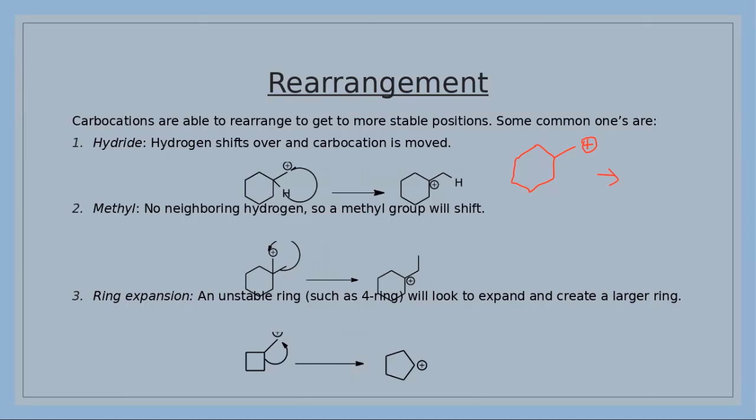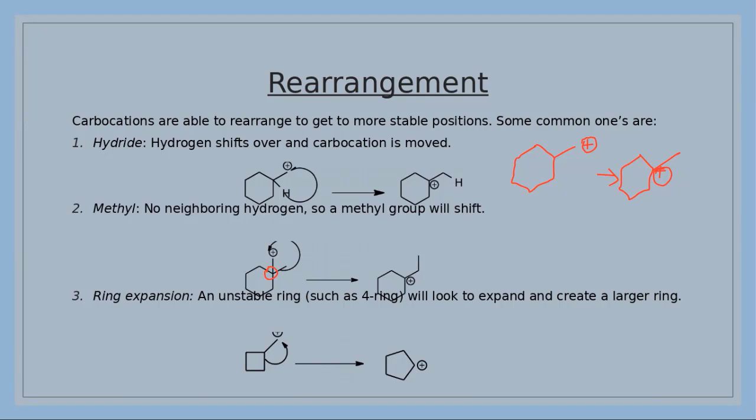It looks like the carbocation just moved, right? Because not much changes. Methyl shifts. If there's no neighboring hydrogen, we can actually move a methyl group up to move the carbocation down. So look for wherever the bond broke initially. Because the bond broke at this position here, that's where our new positive charge is going to be.